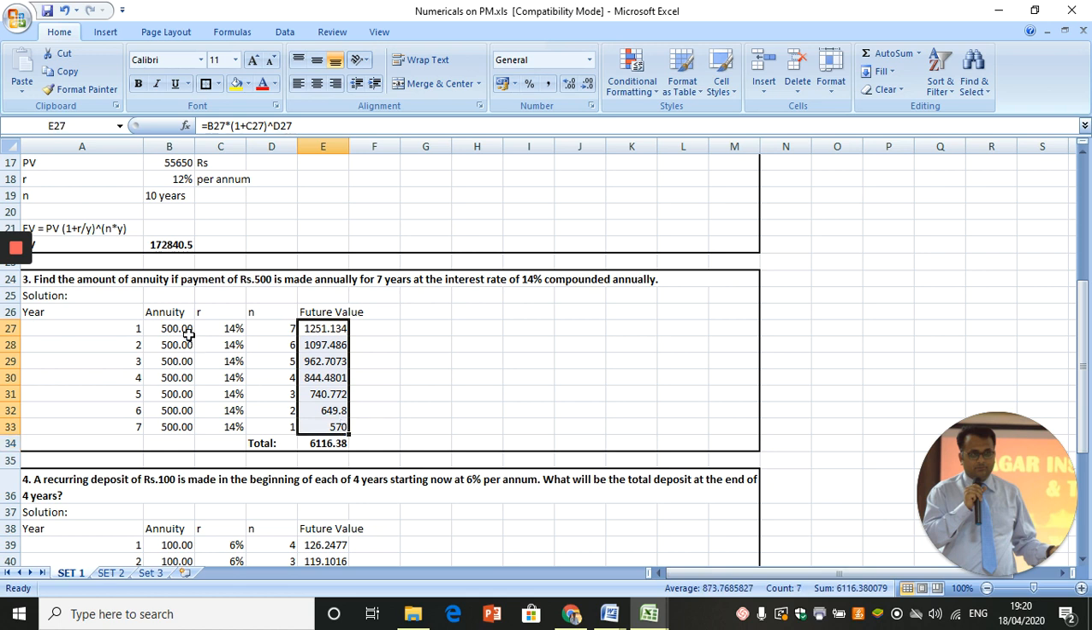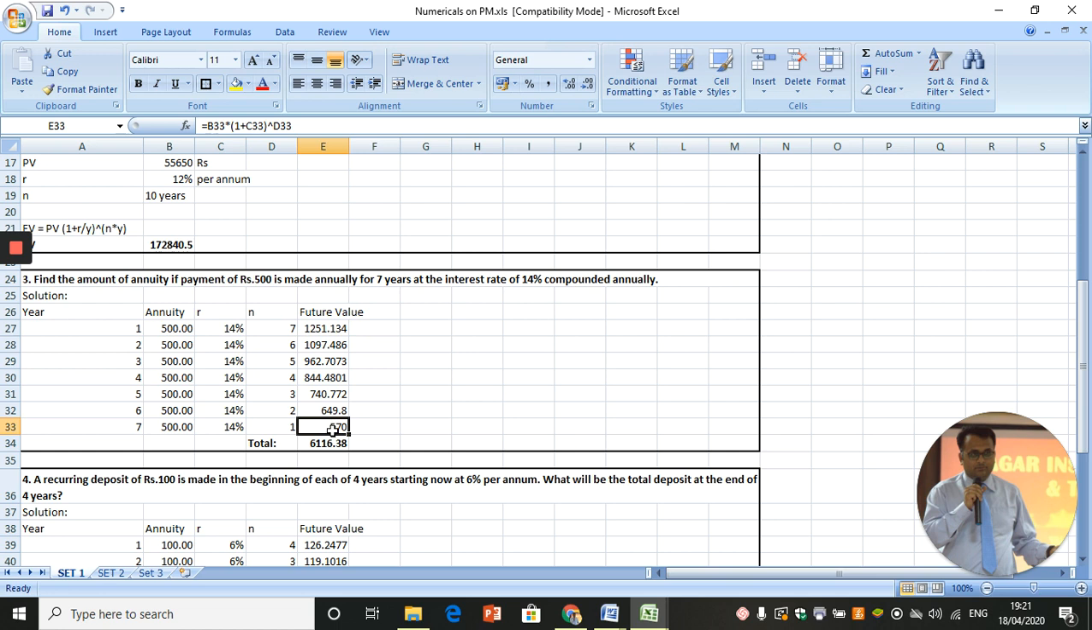this 500 will become, after 7 years at 14% rate, 1251.134. Similarly, this 500 after 6 years will become 1097. How do we get this? It is simple. Whatever we did with this formula, same. This future value we are calculating, this is present value already given, this is R and this is N, and because it is annually, Y will be 1. So this is how we calculate. If you look into this, I've done B27 into (1 plus C27) to the power N. And this is how we calculate all.